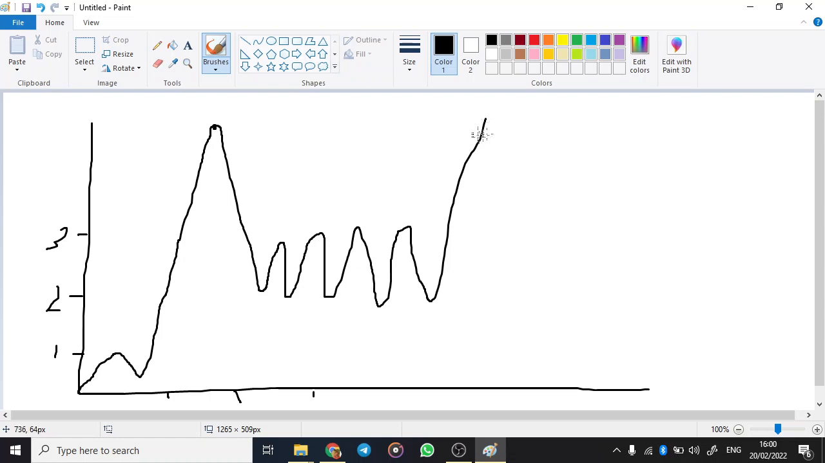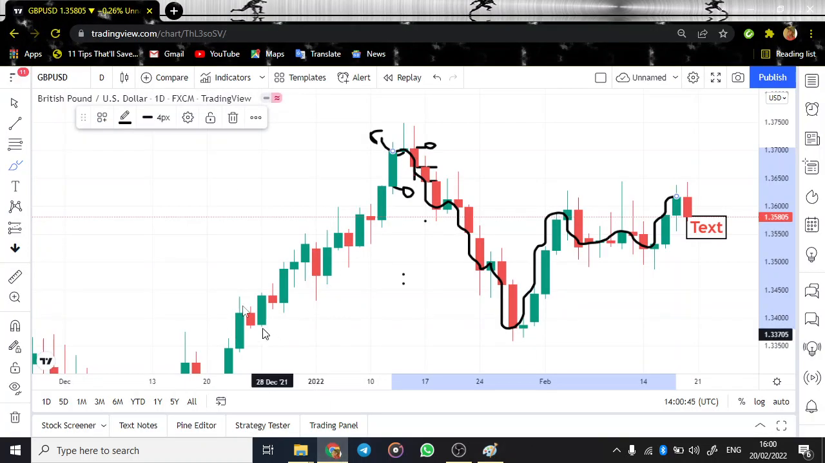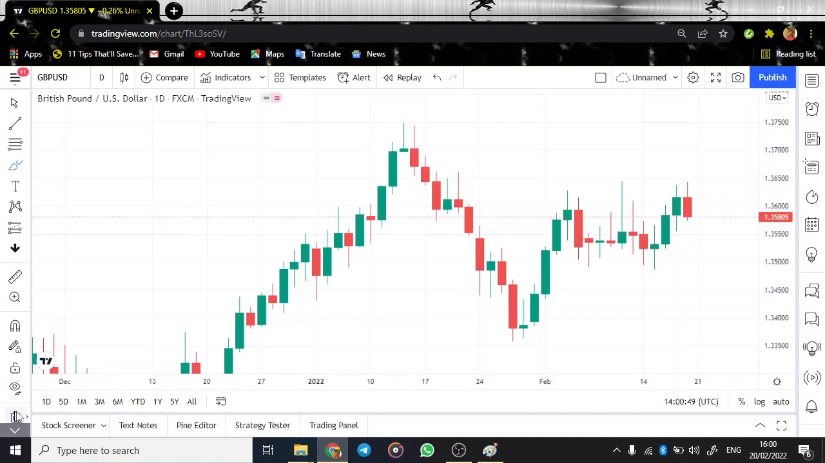The line is just connecting the closing prices per minute if you're looking at a 1 minute time frame, per 5 minutes if you're looking at a 5 minute time frame, per hour if you're looking at a 1 hour time frame. Okay, so remember, when I talk about time frames, it's just time frames.